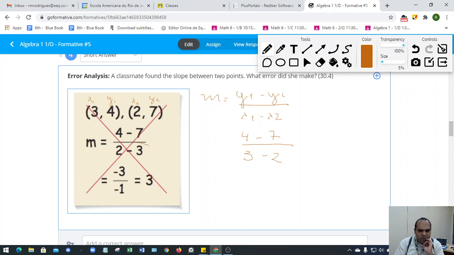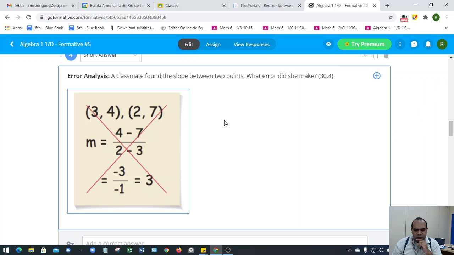Oh, here's my problem. She inverted everything. It's 3 minus 2. Great. 4 minus 7 is negative 3. Over 3 minus 2, which is 1. Negative 3 over 1, my slope is negative 3, not positive 3. Or negative 3 over 1, for real. Great. Here is my slope. We solved it. Pretty simple when we understand this point.